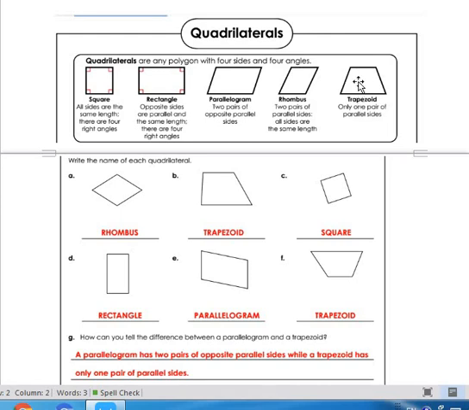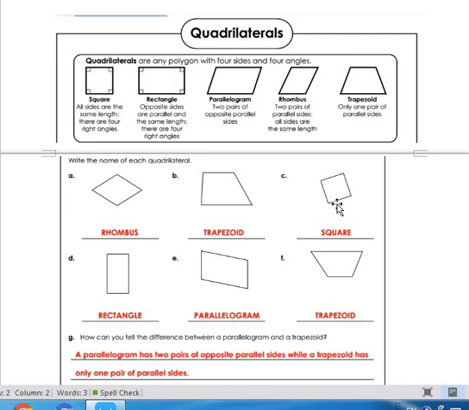They never intersect. If they are extended forever, they never intersect. Okay, like the railway for the train. Okay, here write the name of each quadrilateral. What is this? It's the rhombus, and here it's a trapezoid, and here it's a square.